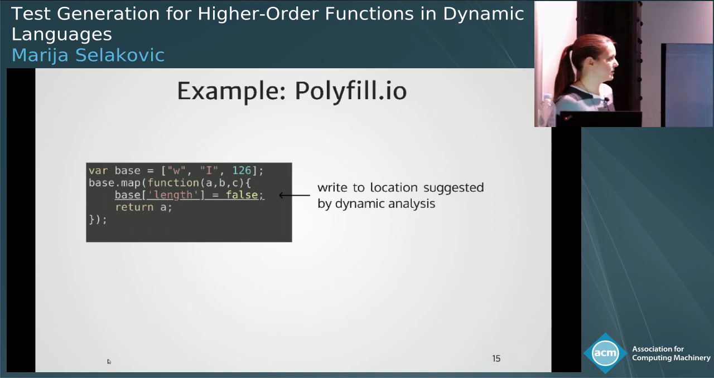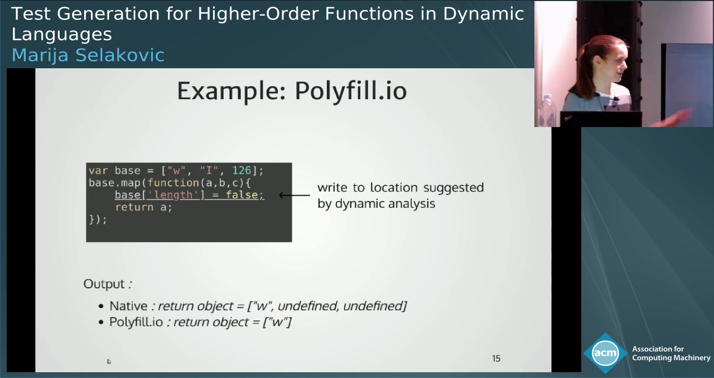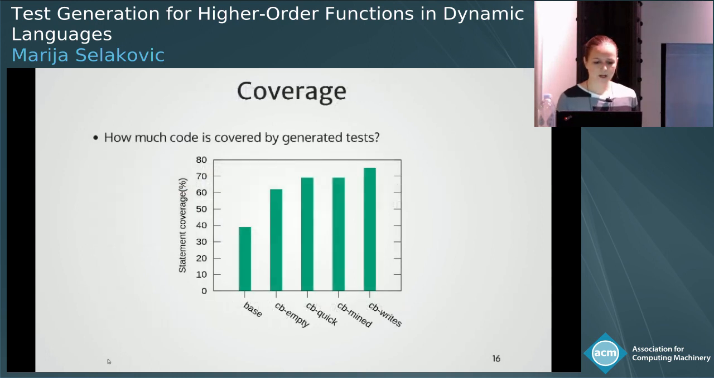A second interesting example of the bugs we found is in the Polyfill.io library. In this case, LambdaTester passes a callback that changes the length of the base object. This write was suggested by our dynamic analysis. So the native implementation returns an array of 3 elements, while the Polyfill.io implementation returns an array of only 1 element. When it comes to coverage, we measure statement coverage.